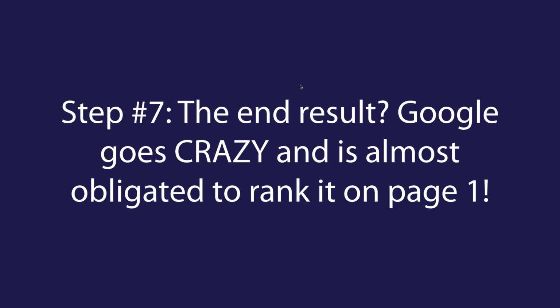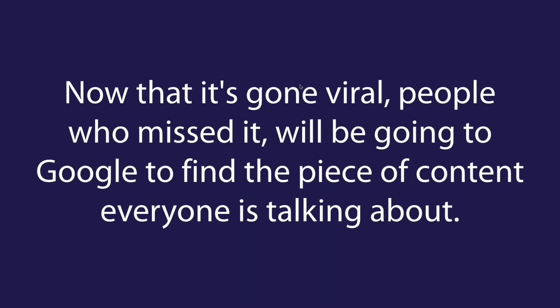And step number 7, which is the end result: Google goes crazy and is almost obligated to rank it on page 1. This is just the natural progression of what happens when a campaign goes viral. Google cannot resist it, and it's pretty much obligated to rank it on page 1. And why is Google obligated to rank and show this content in its listings? Because now that it's gone viral, people who missed it will be going to Google to find that piece of content that everyone is talking about.